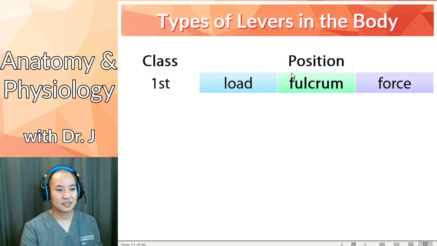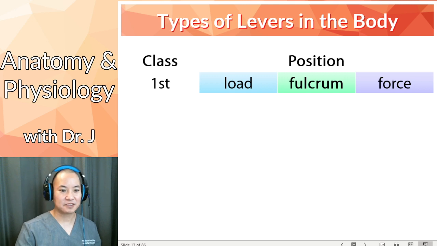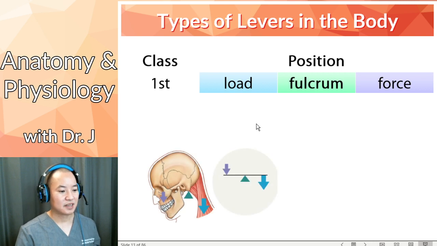Okay, so the types of lever in the body. What are the differences between the first, second, and third? Instead of just saying load, fulcrum, force, because actually a first class lever can also be, depending on where you're oriented, force, fulcrum, load, and it's still a first class lever. So how many skulls do you have? You only have one skull, right? So the skull and the atlanto-occipital joint is a classic example of a first class lever.